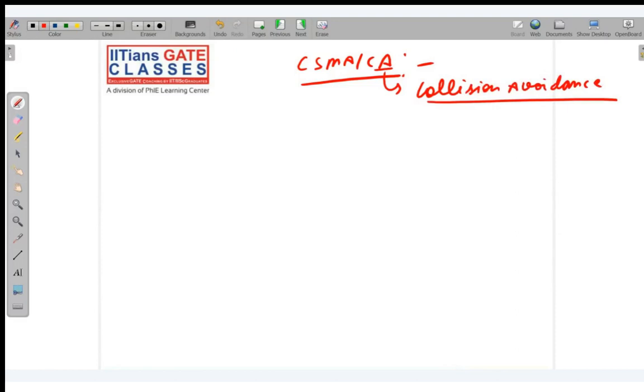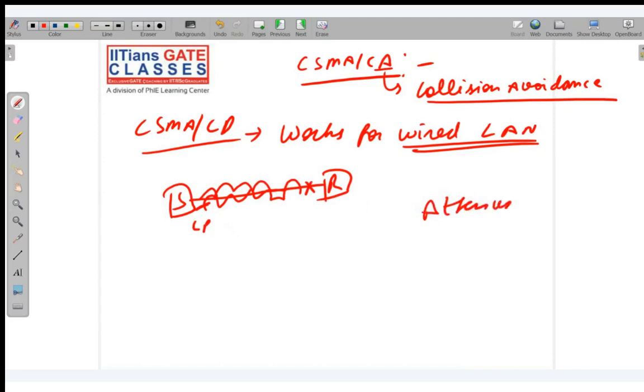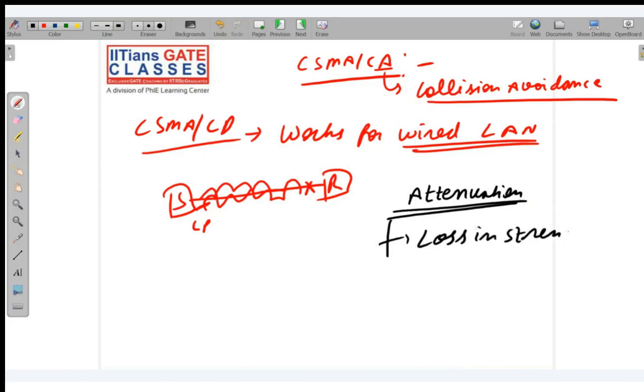So CSMA CD works for wired LANs. Why? Because if collision is there, the sender has sent the data to the receiver. At this point, collision occurred. So now signal strength will be doubled, and it will go back, and the listening port of the sender will detect the collision. So basically, in wire, attenuation is very less. New word I am introducing: attenuation. Attenuation means loss in strength of signal. For example, you have sent signal with this strength.